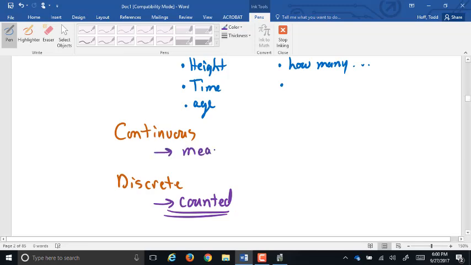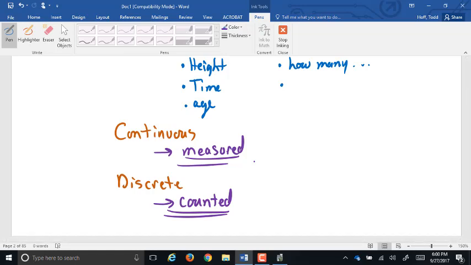Continuous are things that are measured. How tall are you? How much do you weigh? How long does it take to do this? Those are measurements. Now, there are some things that kind of blur the lines in between. Like, how much money is in your pocket? Well, do you have to measure your money? No, you can count it. Money goes down to a penny.